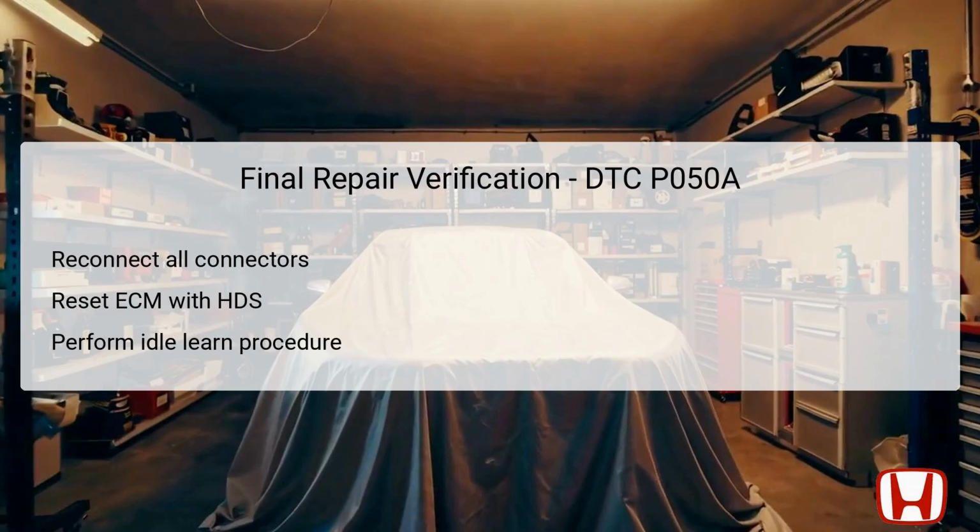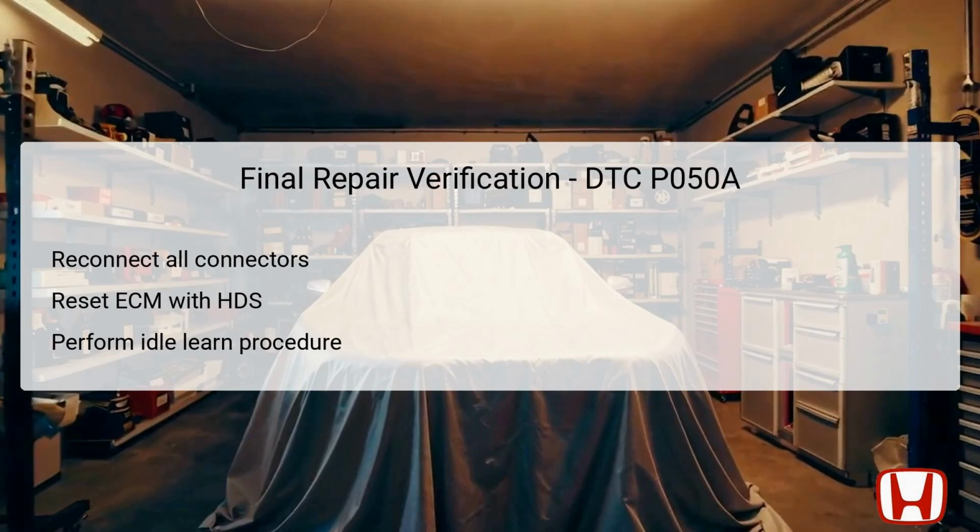The final repair verification consists of several critical steps. Start by ensuring that all connectors related to the repairs performed are correctly reconnected. This is an important step because loose or ineffective connections can lead to the reappearance of DTC P050A or related codes. After confirming connections, reset the engine control module, ECM, using the HDS, which helps in refreshing the system parameters post-repair. Following the reset, perform the ECM idle learn procedure, which establishes new baseline settings for the engine's idle condition.